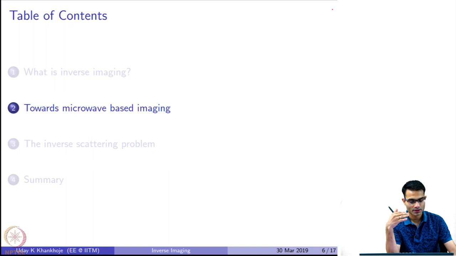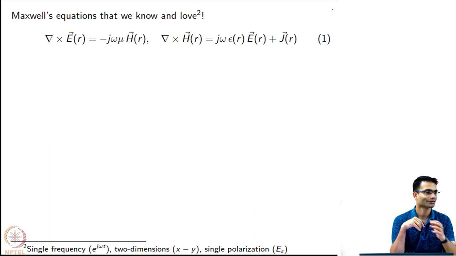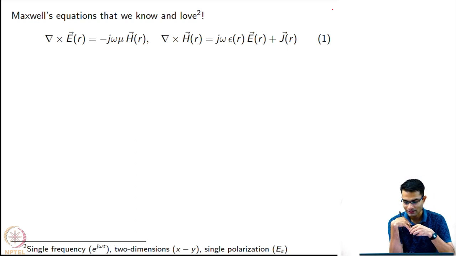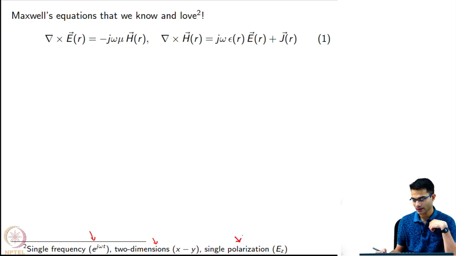Now let's get a little bit more specific, okay. So all the good nice pictures are done, finally we have to come back to Maxwell's equations, right. So we are going to make some simple assumptions. We are going to assume single frequency e to the j omega t, and we will make the problem 2D, and we will take a single polarization Ez.